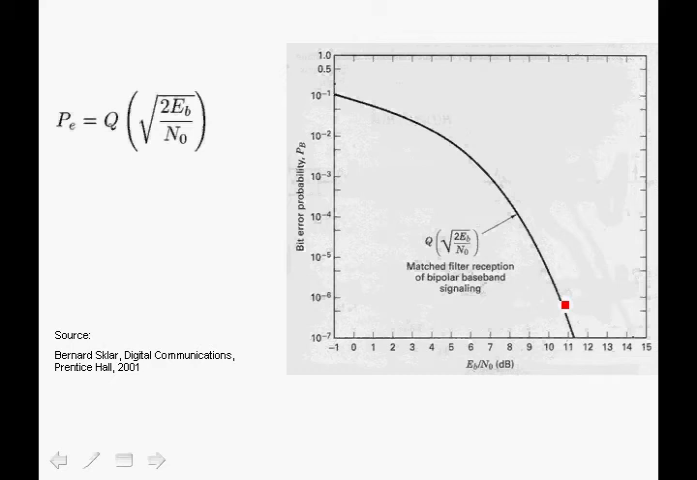This is important because in OFDM, using binary phase shift keying, or BPSK, this is the actual probability of error that we're looking for. This is our target right over here in some of the OFDM systems that we'll be discussing.